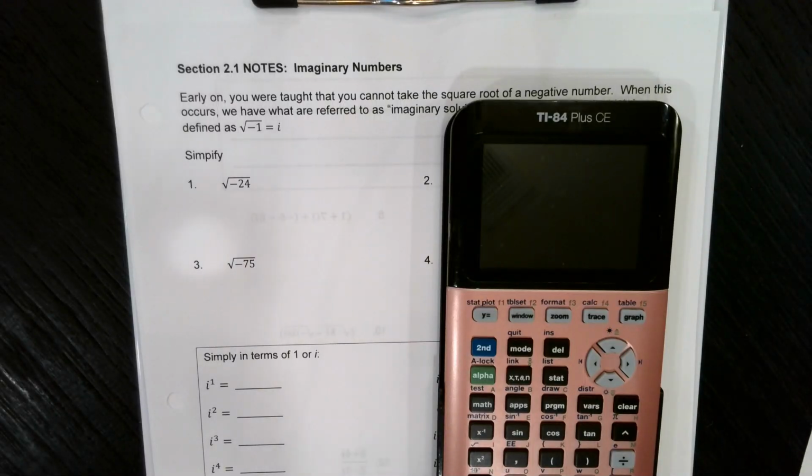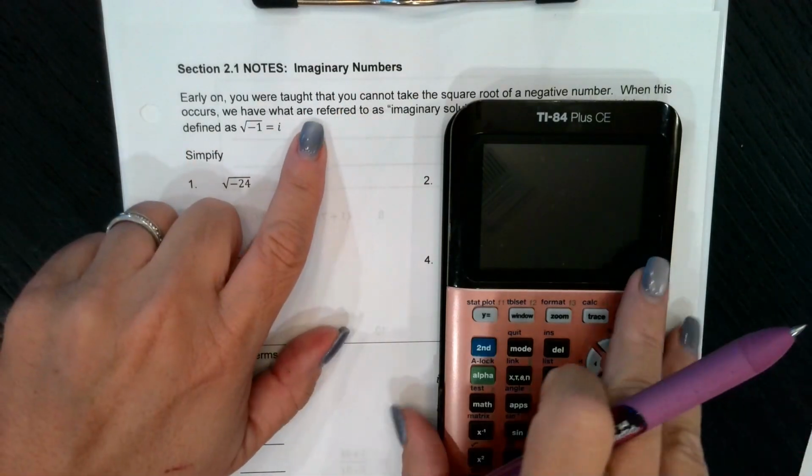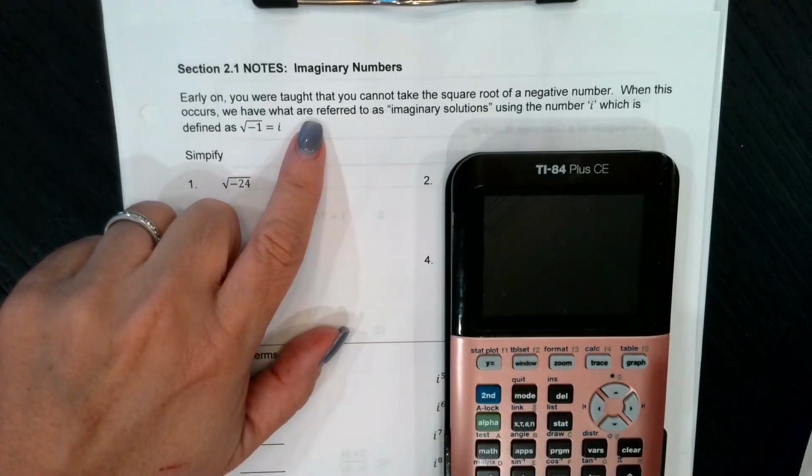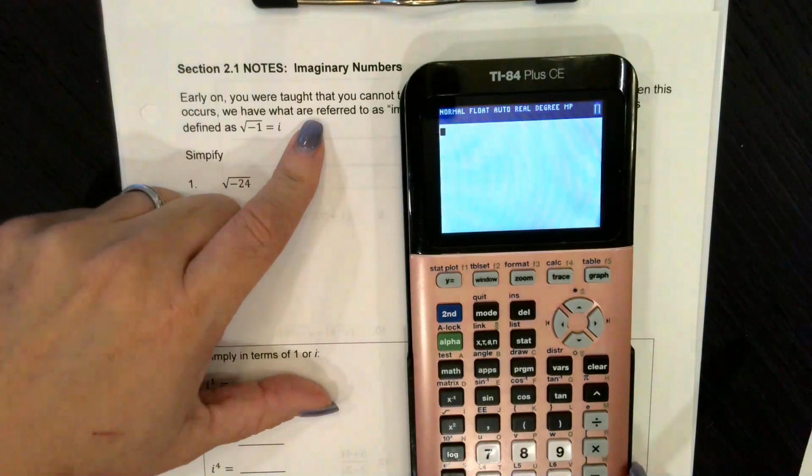Right, everybody, so we're starting chapter 2, and we start off with imaginary numbers. What this first sentence says is, early on you were taught you cannot take the square root of a negative number. And so let me show you what happens when we do that.